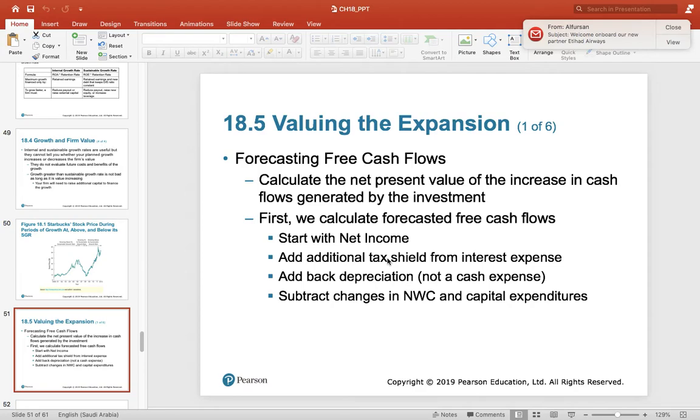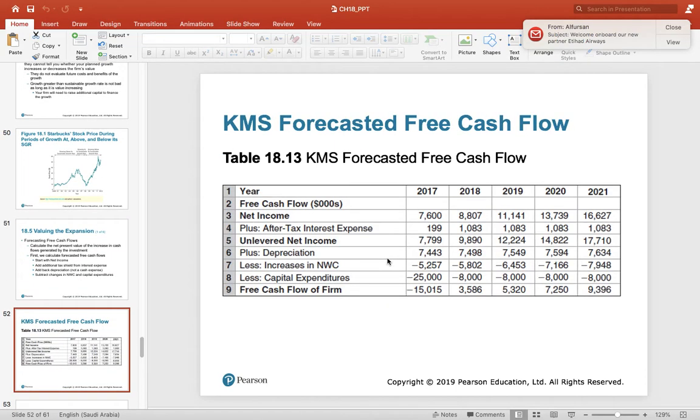Number one, start with net income. Whenever you are talking about free cash flow, blindly start with net income. Then, as I was telling you, the next adjustment will be interest. Add the tax shield from the interest expenses. Then add back the depreciation. Then deduct the changes in net working capital. Then deduct the additional capital spending. So these are the adjustments we will do to get the free cash flow. Let us do it.